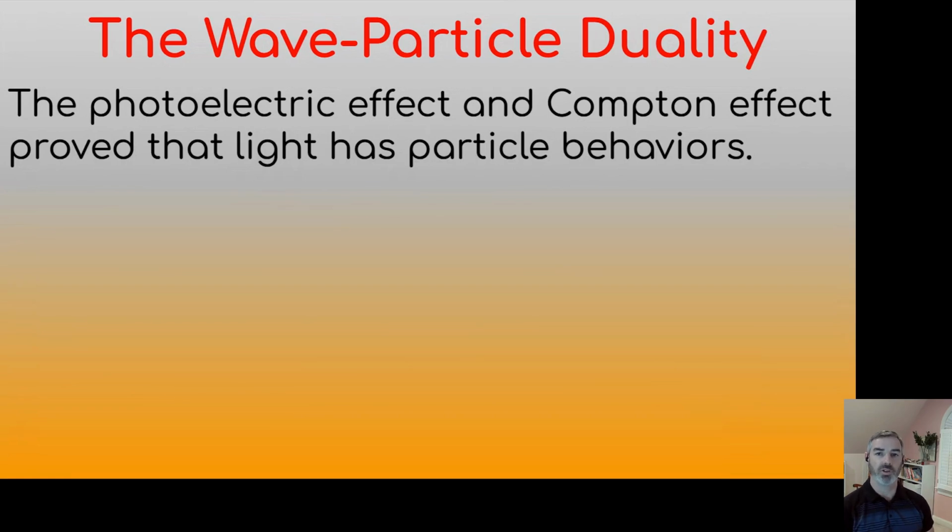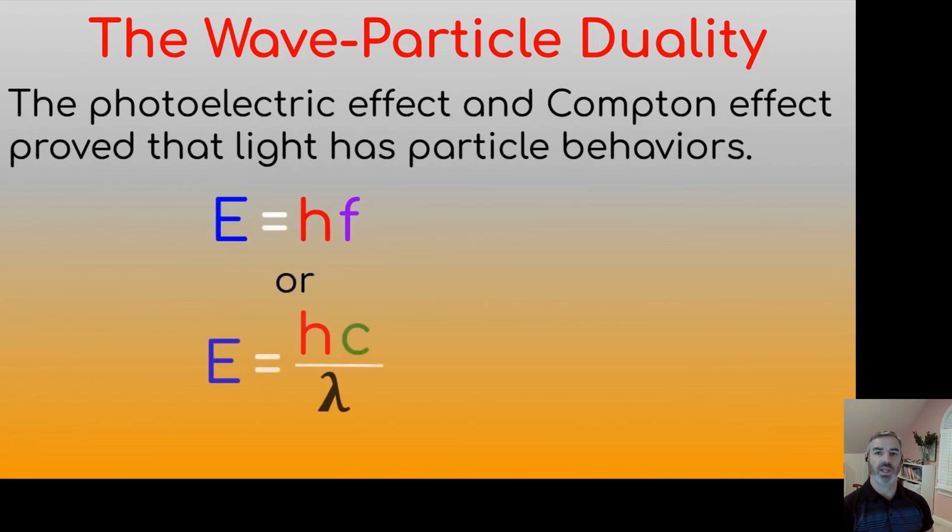Now, the wave-particle duality, the photoelectric effect and Compton effect proved that light has particle behaviors as well as wave behaviors, which was proven in Young's double slit experiment. So we know that energy can be calculated one of two ways: Planck's constant times frequency, or Planck's constant times the speed of light divided by the wavelength. And the momentum of a photon is Planck's constant divided by the wavelength.